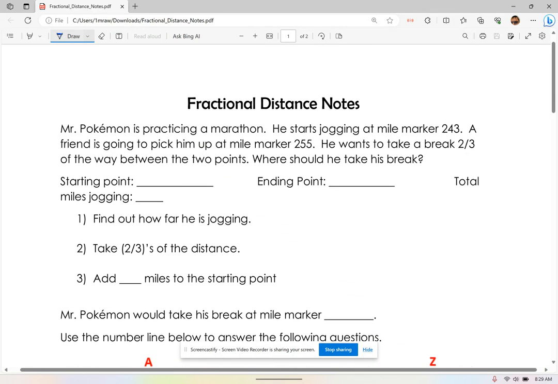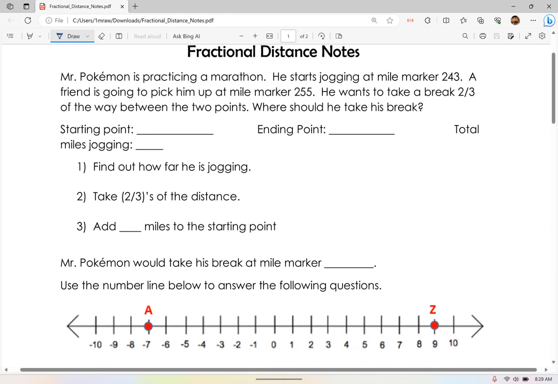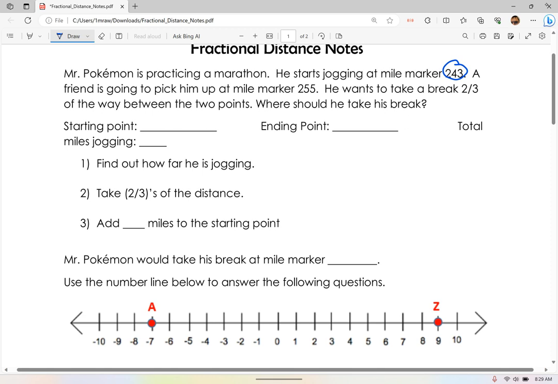Okay, so very similar to when we did the fractional distance with the midpoint formula, that's what we're going to do today. So look at this problem. It says Mr. Pokemon is practicing a marathon. He starts jogging at mile marker 243. A friend is going to pick him up at mile marker 255. He wants to take a break two-thirds of the way between the 2 points. Where should he take his break?